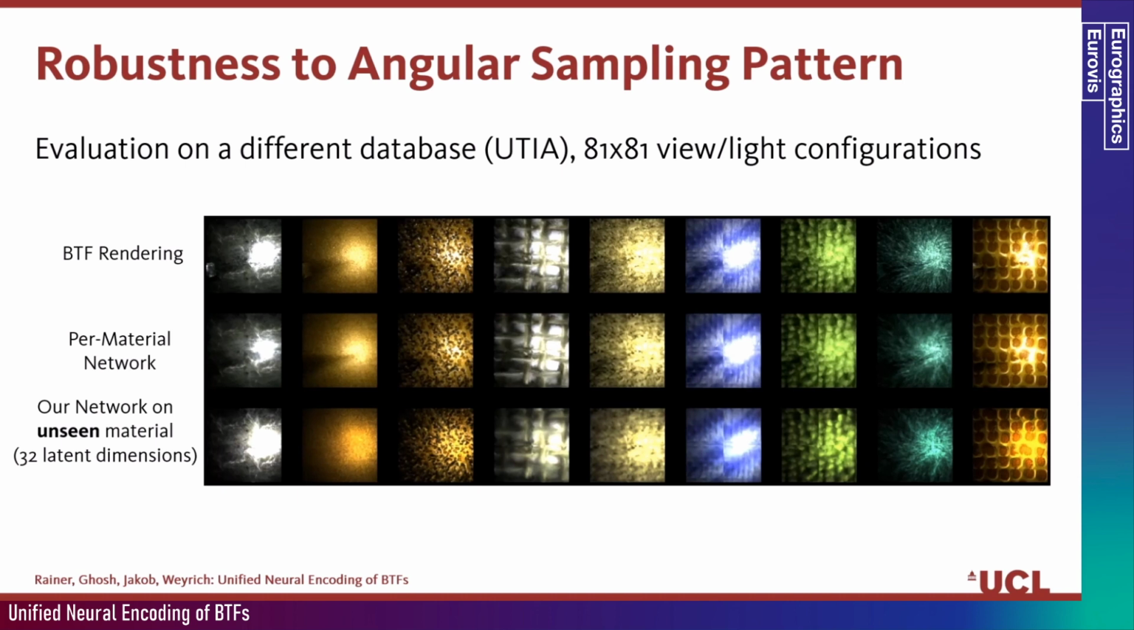To prove the resilience of our network to different angular samplings, we also evaluated on BTFs from a different data source, in this case the UTIA BTF database at the Czech Academy of Sciences. These datasets have a 4 times lower angular sampling than the Bonn datasets, but our network still produces good results.